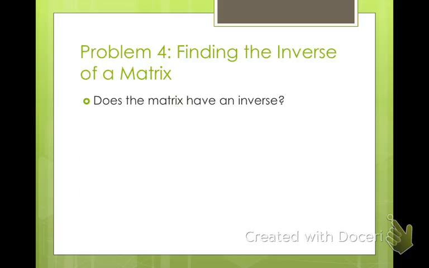Okay, so let's find the inverse of this matrix. First of all, does it have an inverse? So we need to find out what is our AD minus BC. So AD is -9 minus -6. So -9 plus 6 is -3. Does this have an inverse? Yes, because our determinant is anything other than 0.